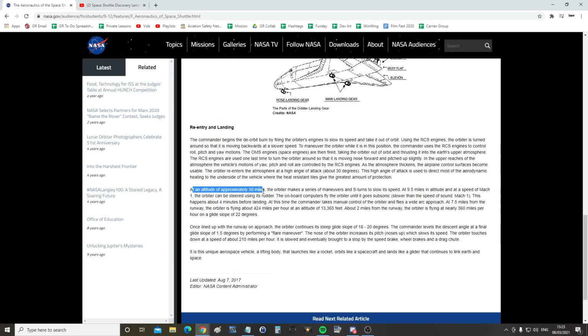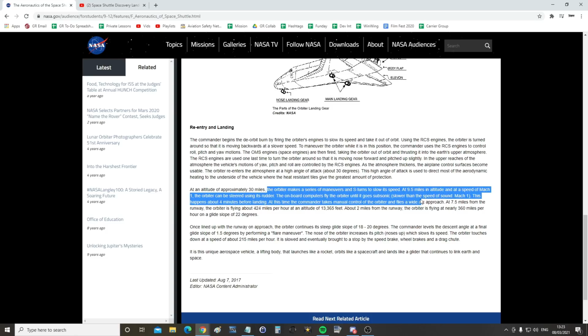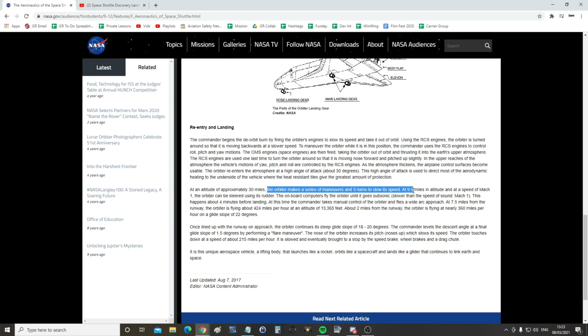That's got our basic glide slope set up for us, okay? The next piece of information, we need to know how fast it's going at that point when it enters 55,000 feet. So let's go and have a look. At an altitude of approximately 30 miles, that's really high. That's like 150, 180,000 feet. The orbiter makes a series of maneuvers and S-turns to slow its speed. At 9.5 miles, that's what we care about. That's about 55,000 feet in altitude. And at a speed of Mach 1, the orbiter can be steered using its rudder. So, at 55,000 feet, 68 miles away from the threshold, she's doing Mach 1. That's all the information we need, essentially, to go and replicate it.